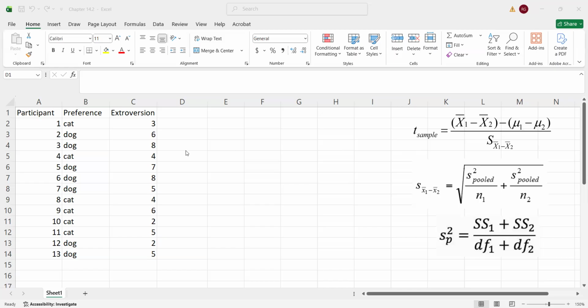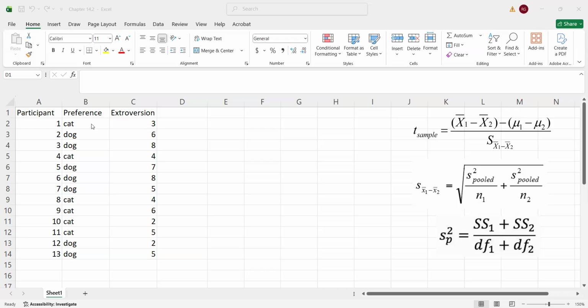Let's look at the data that we've got here. We've got 13 participants, it looks like, and they have a preference. They're either cat people or they're dog people, right? They like cats or they like dogs. And then we've got their extroversion scores on a scale of 1 to 10. So we could make the directional one-tail hypothesis that on average, dog people will be more extroverted than cat people, right? I think that might make sense. So we can test that hypothesis using an independent samples t-test.